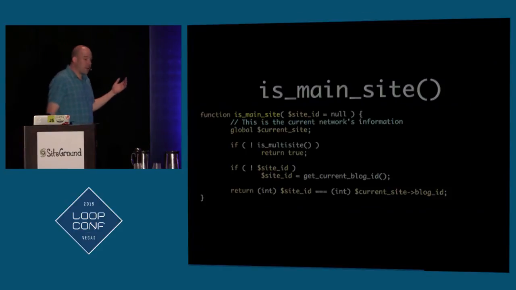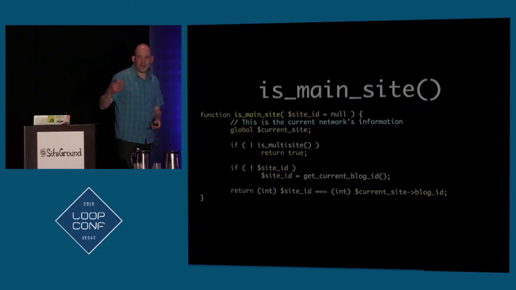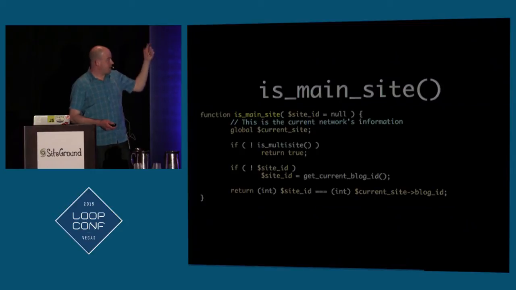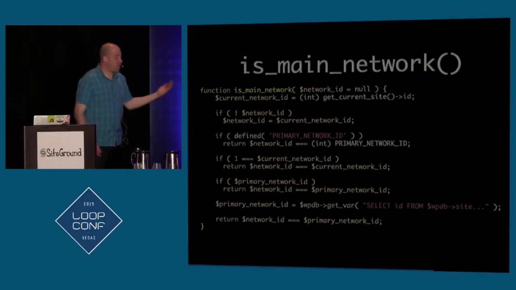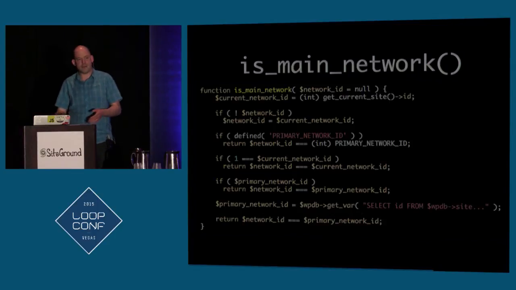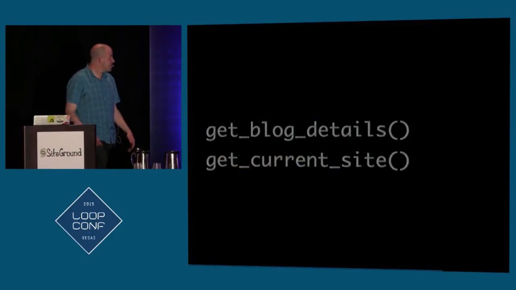Some code you only want to run on is_main_site. So if it's the main site on the network, you might have a different navigation than another site. And this really just checks to see if the current network object's main blog ID matches the current site that you're on. And the same thing exists for is_main_network. It doesn't get used too often because there's not a UI for multiple networks yet, but if you do have multiple networks, it's pretty easy to determine if you're on that main one or not.